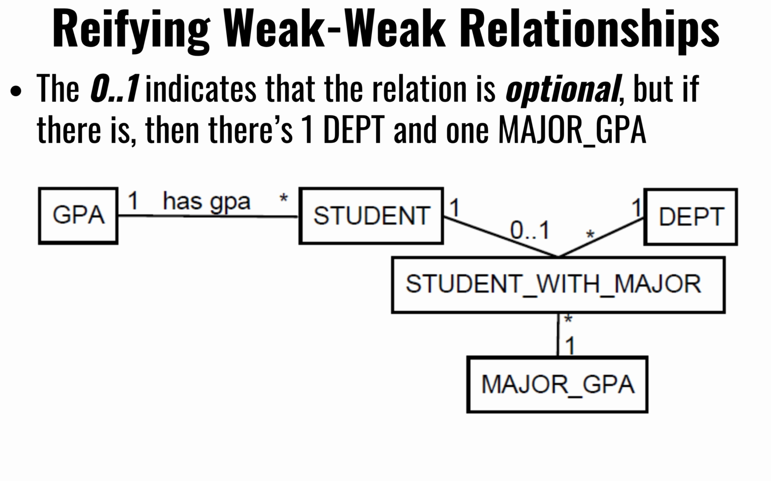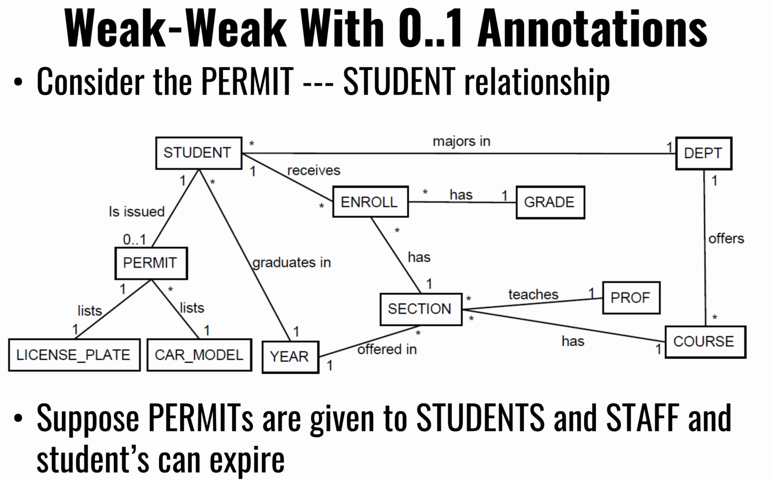If the student is not even enrolled in any department, there is no record here that references any department or references any GPA, right? It says a 0 to 1 optional in there, okay? All right, so there might be some optional ones in here, like the permit. The permit is also optional, whether the student brings a car or not, depending if they get a permit or not.